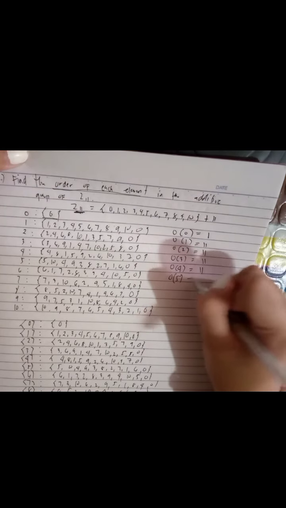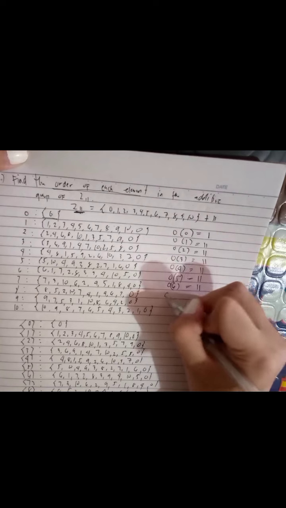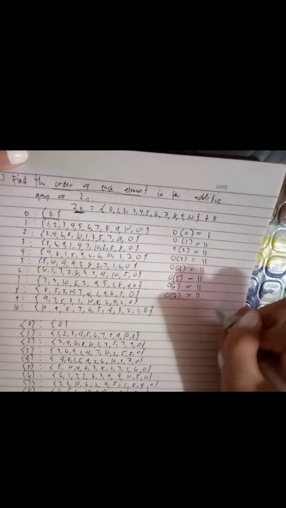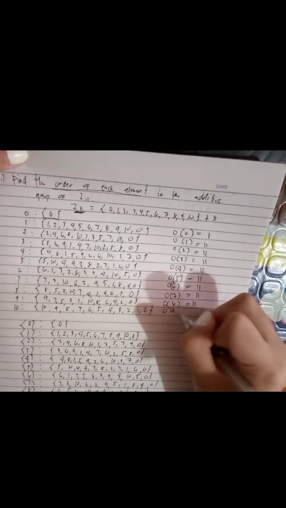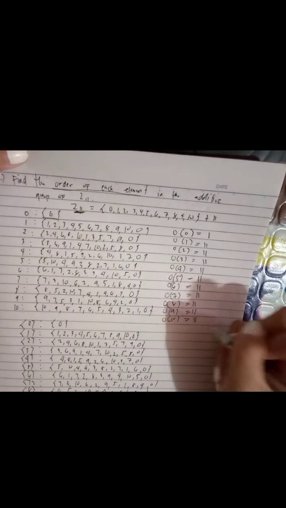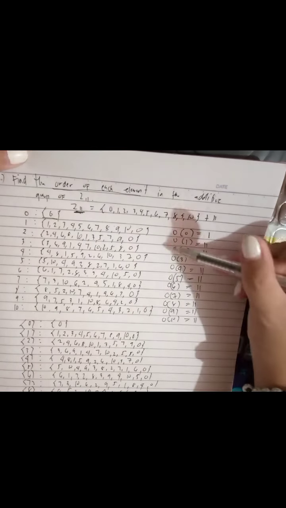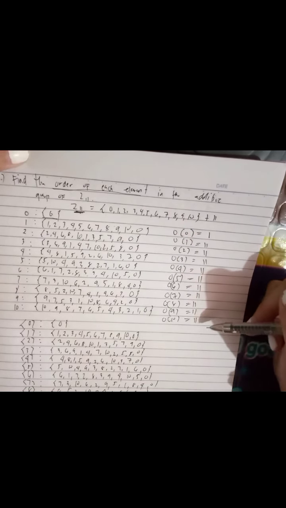Order 5 is equal to 11 kasi 11 din siya. Order 6 is equal to 11. Order 7 is equal to 11. Order 8 is 11. Order 9 is 11. Then, order 10 is also 11. So, lahat siya simula sa order of element 1, puro na siya 11. So, nahanap na natin lahat. So, proceed na tayo sa number 3.